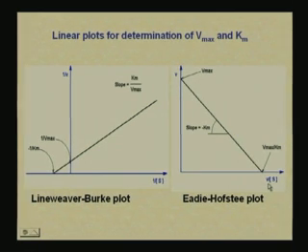So, if we plot V versus V by S, again what you get here is the slope as minus Km and the intercept as Vmax. Okay? But the most important one, and the one that you probably need to know, is the Lineweaver-Burk plot. That is used for the determination of what? The determination of Vmax and Km, which otherwise you could not determine. Okay?